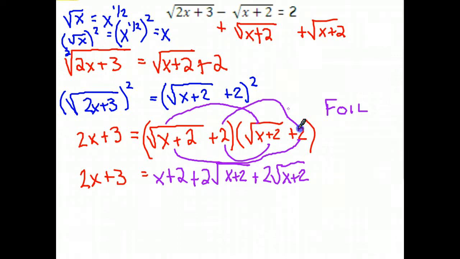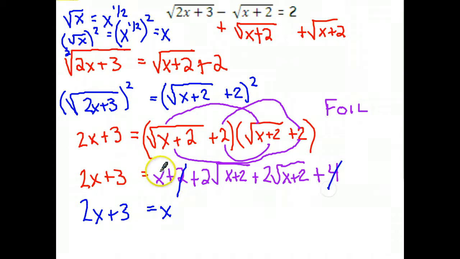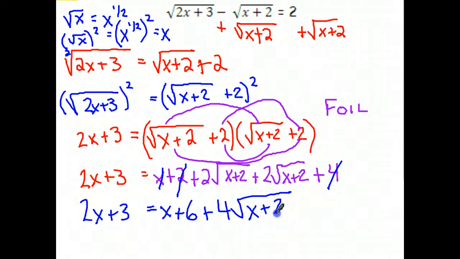So 2 times 2 gives you 4. Next thing to do, combine your like terms. So 2x plus 3 on the left. On the right, there's nothing that adds with the x, so we're going to leave it as x. This 2 right here and this 4 combine to give us 6. And then 2 square roots of x plus 2 and 2 square roots of x plus 2. This is the same thing as adding 2x and 2x. You get 4x. So here we would get 4 square roots of x plus 2.